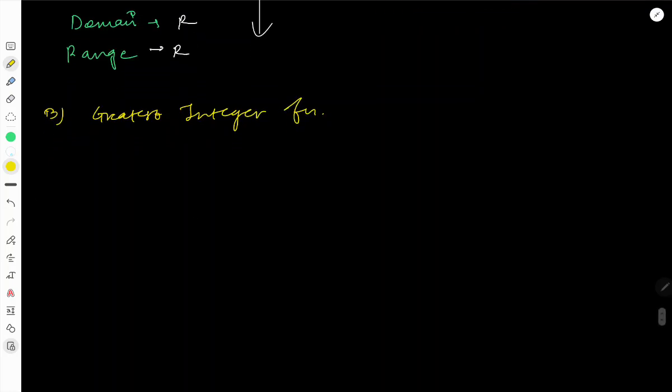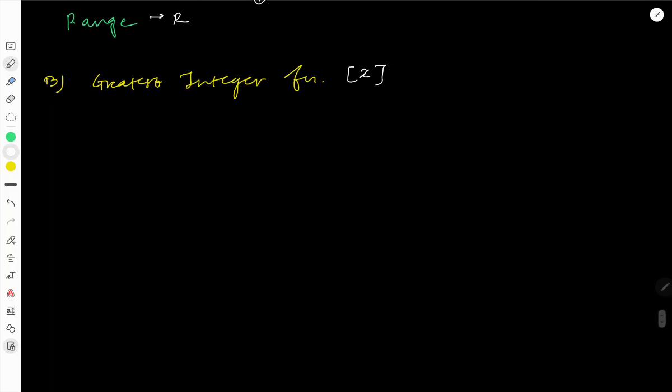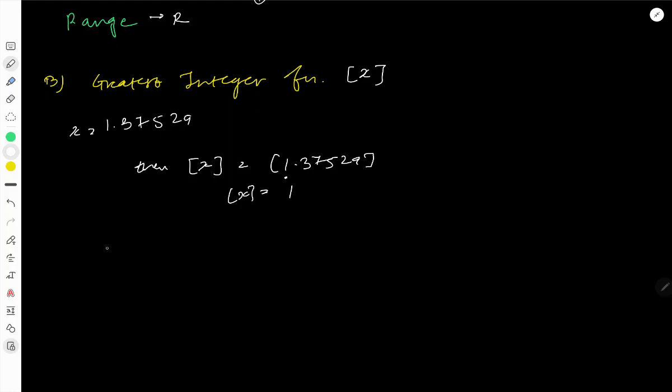So now this function is denoted by box of x, and if a number is 1.37529, then x is this, then box of x, that is box of 1.37529, would be the greatest integer that is less than or equal to it. So it is in this case 1. Box of x in this case is 1. Now let us take another example. This is example 1, this is example 2.